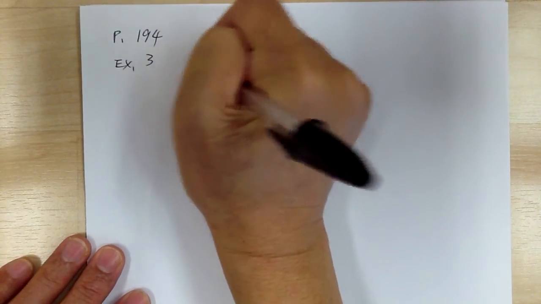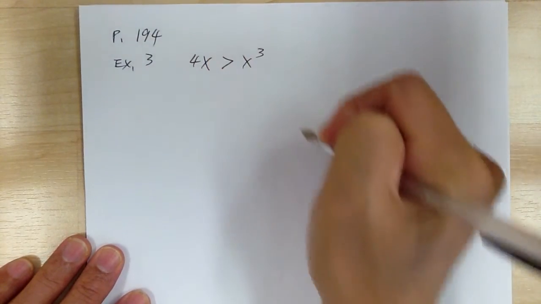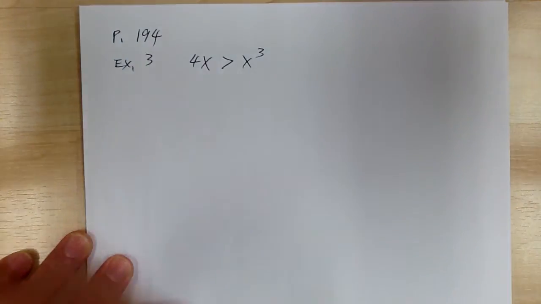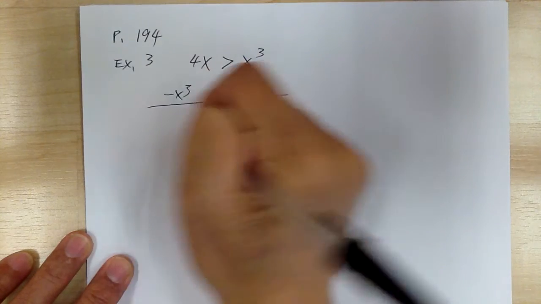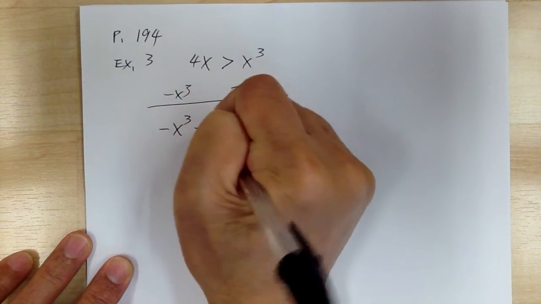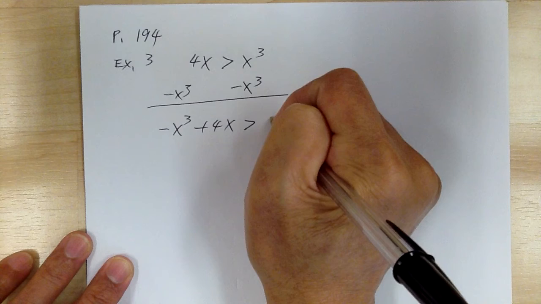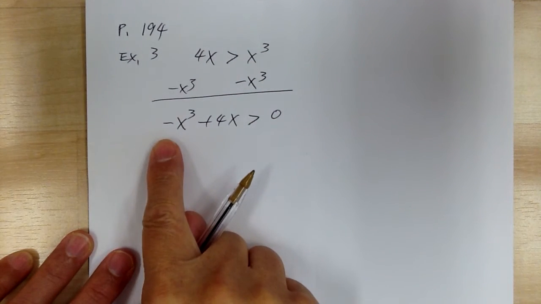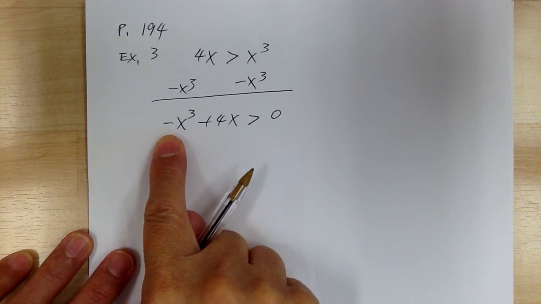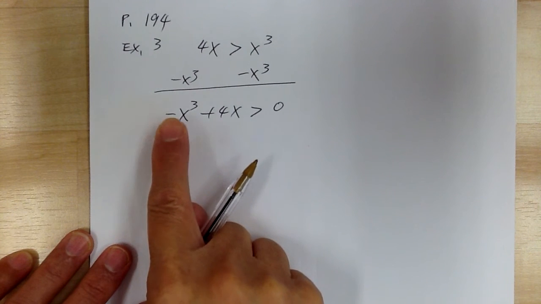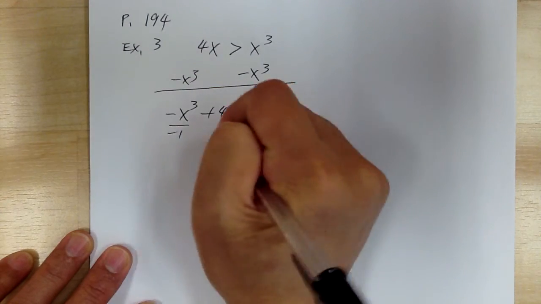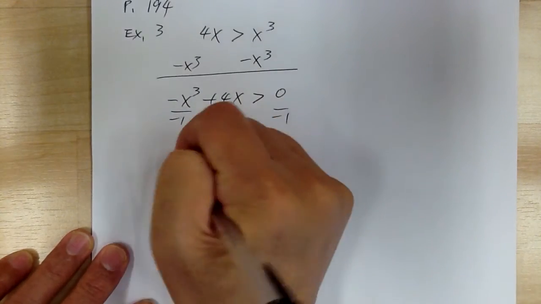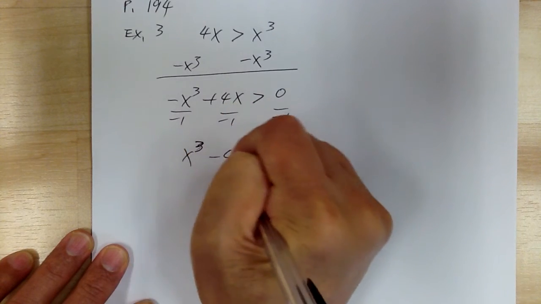So you got 4x is greater than x to the 3 power. So let's move everything to the left hand side. So minus x to the 3, minus x to the 3. So you got negative x to the 3 plus 4x is greater than 0. But we don't want to do factoring right now because you got negative in the front. Okay? Do not ever factor with a negative in the beginning. So you need to get rid of the negative. So what you're going to do is you're going to divide everything by negative 1. Okay? So you're going to get x cubed minus 4x.